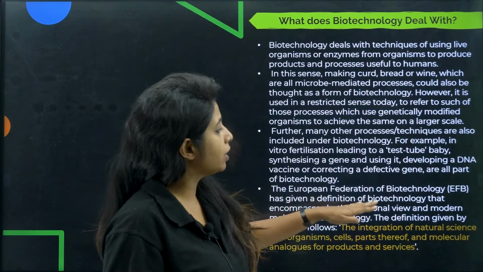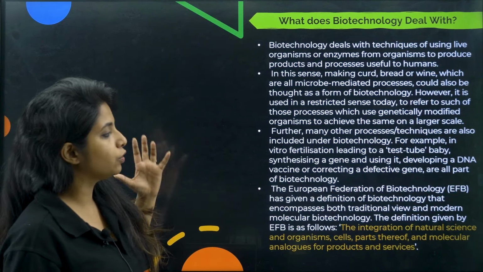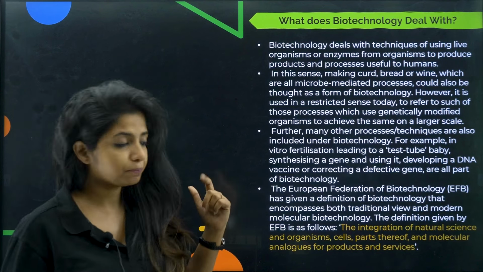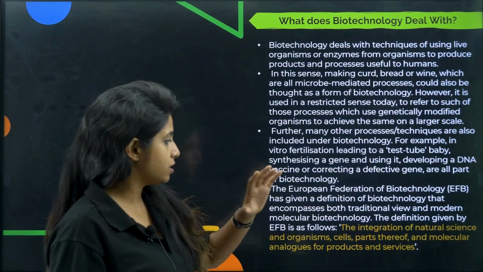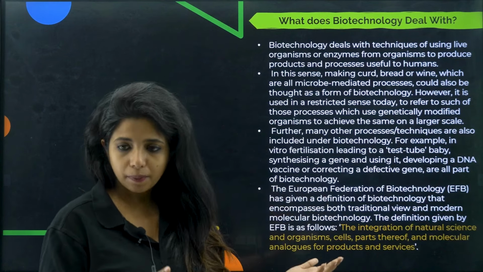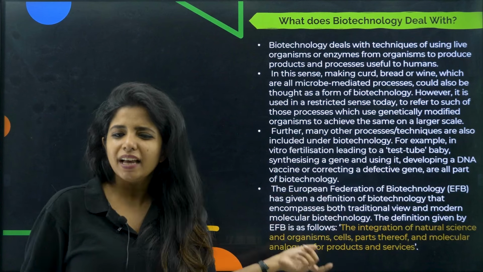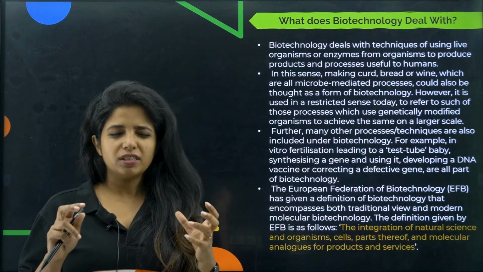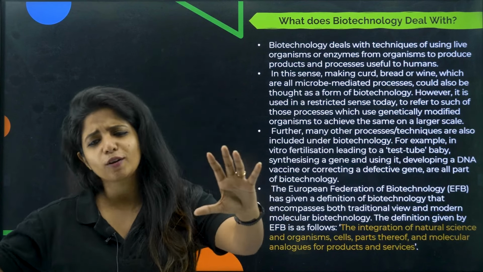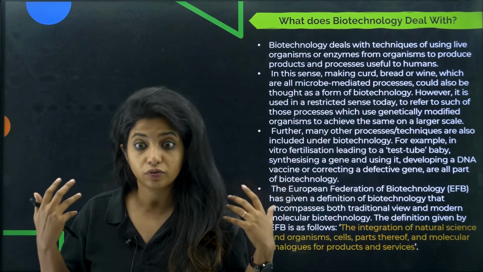Now, the European Federation of Biotechnology, EFB, has given a definition of biotechnology that encompasses both the traditional view and modern molecular biotechnology. The definition goes as: the integration of natural sciences and organisms, cells, parts thereof, and molecular analogs for products and services. This is what you mean by biotechnology. Kind of a big and weird definition, but I hope you got it. It's just biology and technology coming together for bringing out more and more products which are useful to us human beings.